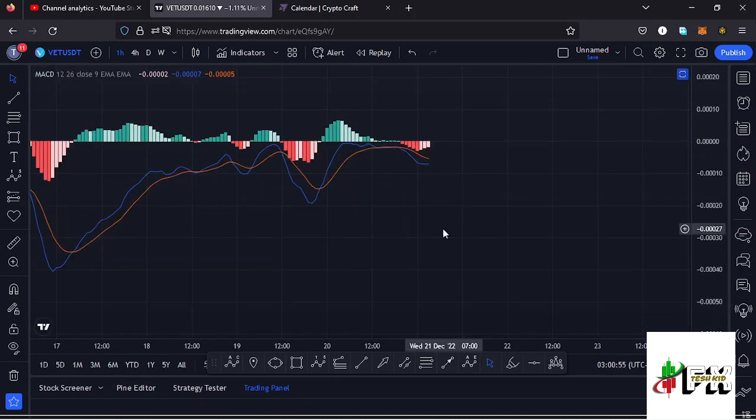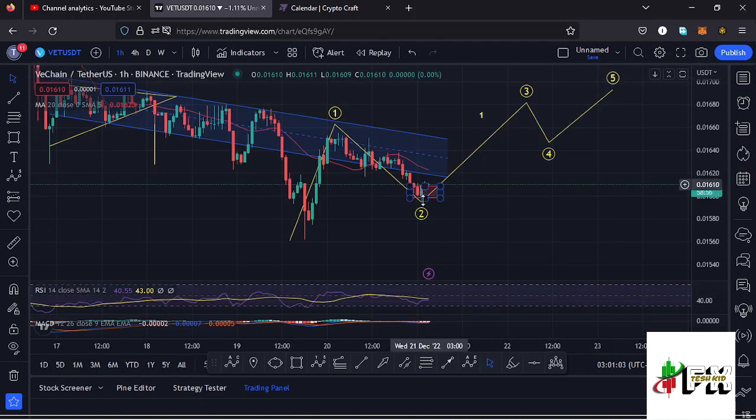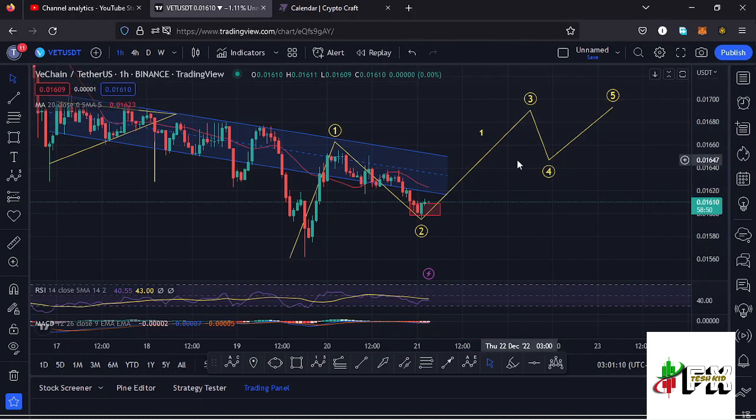Also taking a look at the MACD, here on the MACD we have printed a bearish cross, and we are also seeing a bit of a decrease in the selling momentum, meaning soon we might be able to print a bullish cross and also support that movement to the upside in the formation of this wave 3 to the upside. So let's be patient and see how that plays out, and I'll keep you updated.